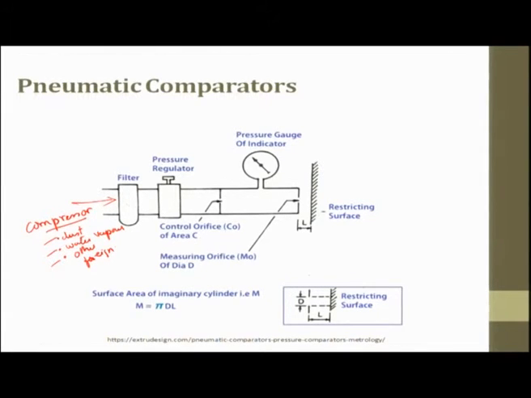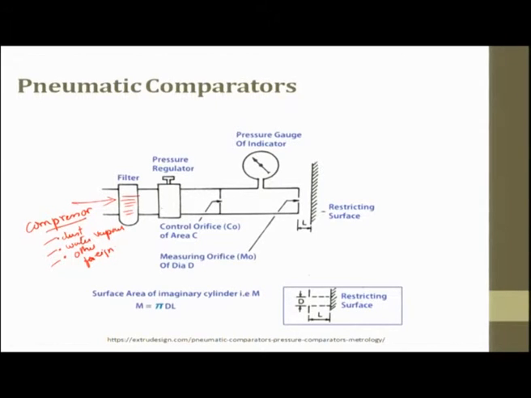Then, from the filter, you can have a paper filter through which the air is pressurized to move. It has an orifice, and the dimensions of the orifice can be changed depending upon your requirement. Then this is allowed to go to a pressure regulator.